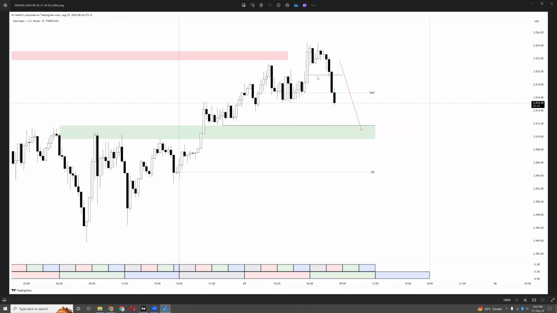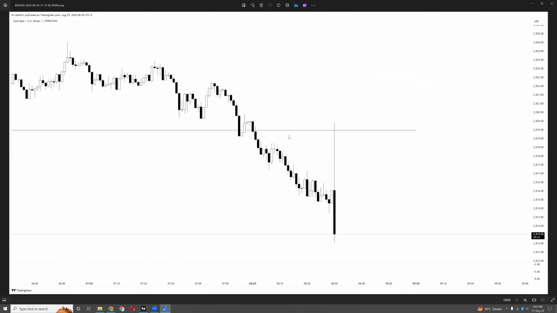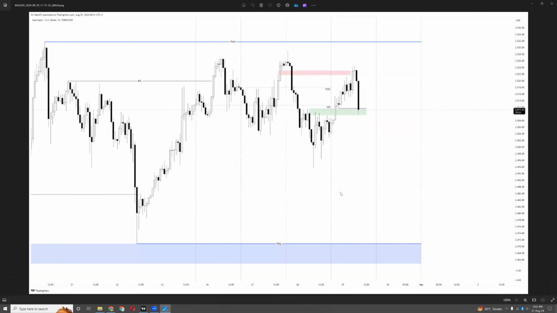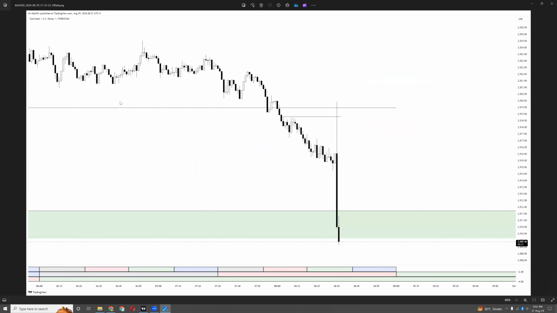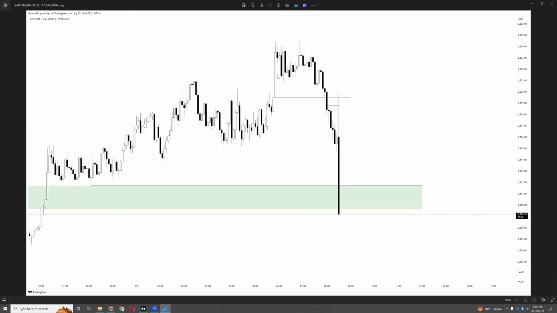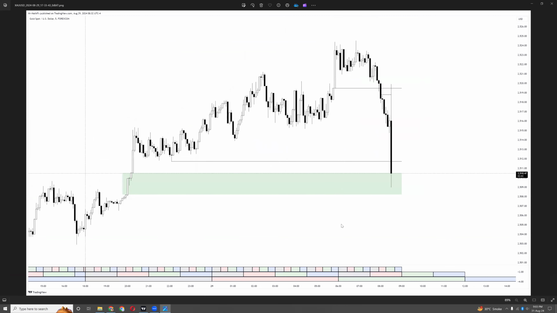I selected this order block on the 5-minute time frame. If you can see, this is liquidity and the 5-minute order block. I will show you, this is the 5-minute order block. Obviously, I wasn't able to trade this short because I was looking for the confirmed buy trade.